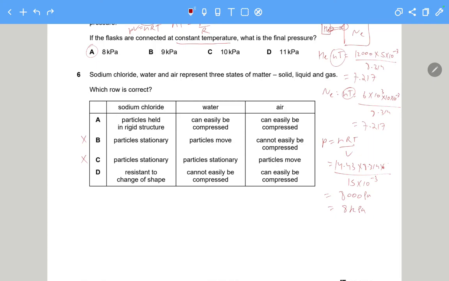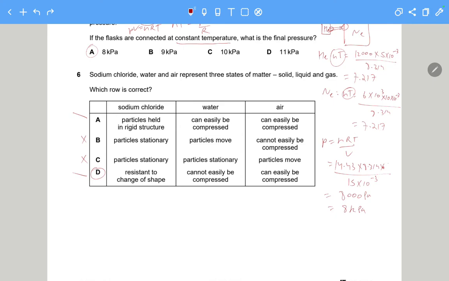The particles are held in a rigid structure. They are not stationary, but they are held in a rigid structure, and that means we narrow it down to A and D. And then water is a liquid, and remember liquids cannot be compressed, and that automatically gives us answer D. And then we look at the column for air to make sure we've chosen the correct choice.